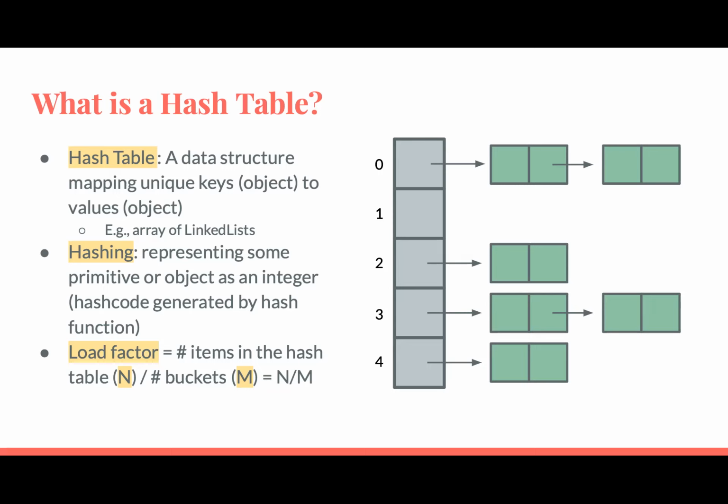A hash table has a load factor, which is the number of elements divided by the number of buckets. Here, the number of elements is n, and the number of buckets is m. So the load factor is n over m. You can think about this as the average number of elements per bucket. A hash table needs to be resized if the load factor reaches a certain threshold.